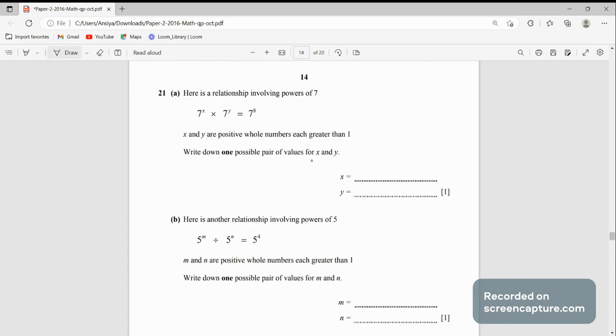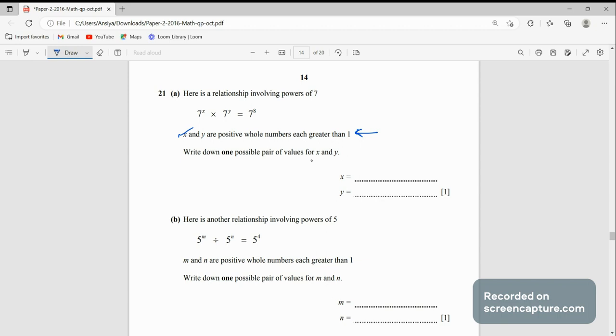Question number 21. Here is a relationship involving powers of 7. 7 power x times 7 power y equal to 7 power 8. We have learned this in indices chapter. x and y are positive whole numbers each greater than 1. So this clue is given so that we should not take negative numbers for x and y. That's why this is specifically written. It is greater than 1. They are positive numbers. Don't choose any negative numbers.